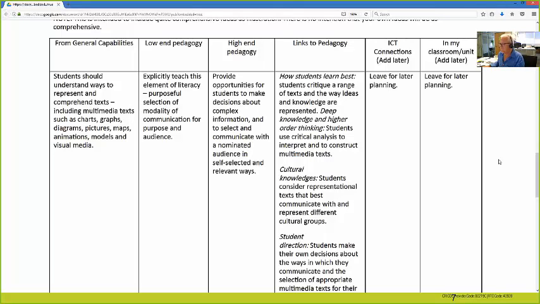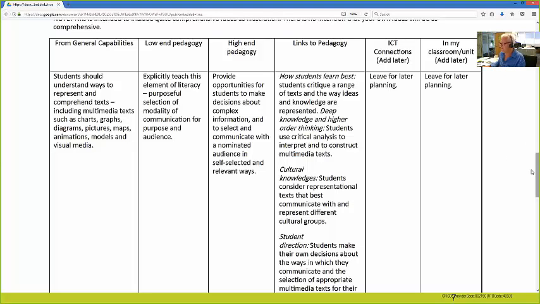Now, as I said to you, I too think this is quite an ugly task, but I think once you start it, you actually realise it's not that complex. From the general capabilities, we can produce a low-end technology, a high-end pedagogy, a low-end pedagogy, a high-end pedagogy, and then we can develop links to our pedagogy. So what are the links to the pedagogy we want to make? We want deep knowledge and higher order thinking. We want students to learn best. Okay? Culturally, we want them to demonstrate knowledge.